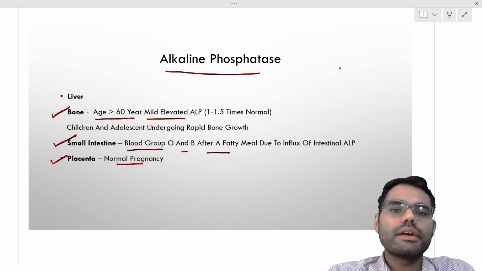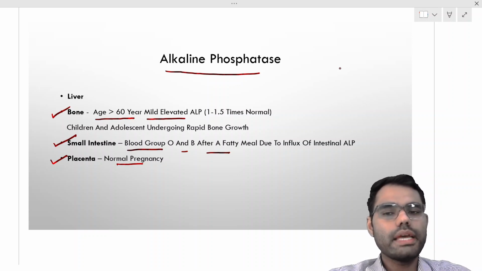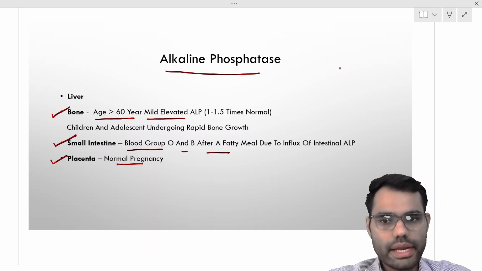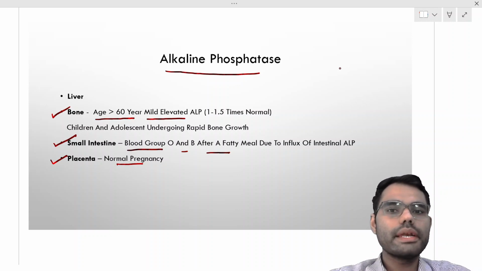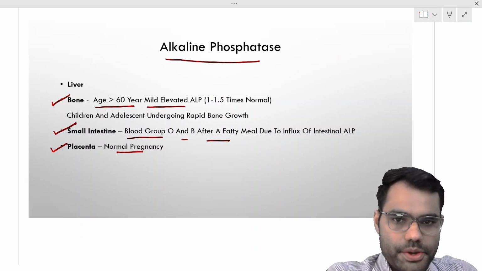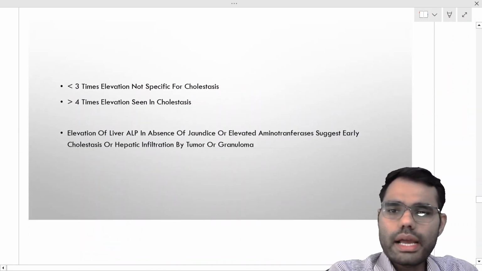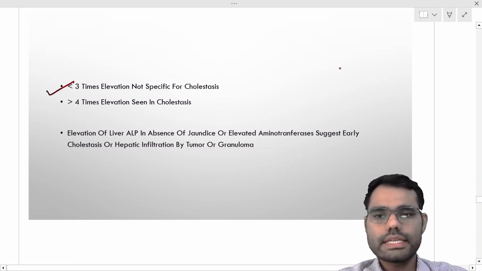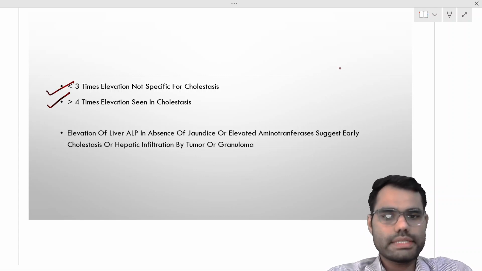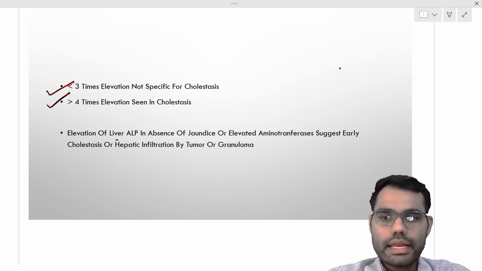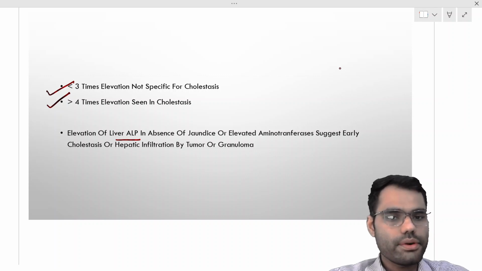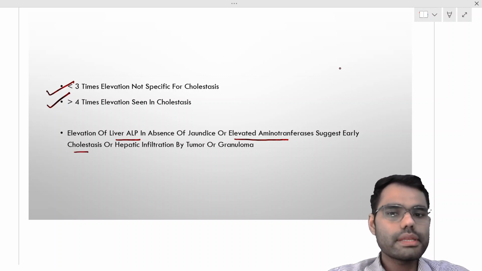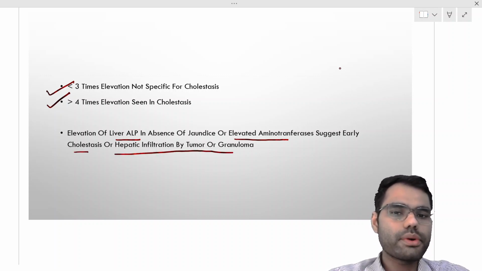But when it is from the liver, it would be in association with elevation of GGT and 5' nucleotidase, whereas there would be isolated elevation of alkaline phosphatase when it is released from bone, small intestine, and placenta, right? Again, less than 3 times elevation is not specific for cholestasis. More than 4 times elevation is seen in cholestasis. And elevation of liver alkaline phosphatase in the absence of jaundice or elevated aminotransferases suggests early cholestasis, or hepatic infiltration by tumors or granulomas.